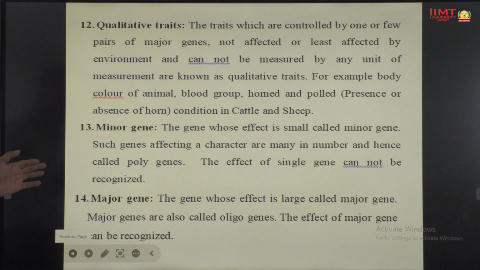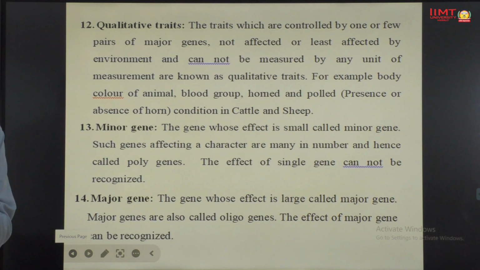What is major gene? The gene whose effect is large, the genes whose effect is large is known as major gene. These genes are also called oligogene. The effect of major gene can be recognized, whereas effect of minor gene cannot be recognized.